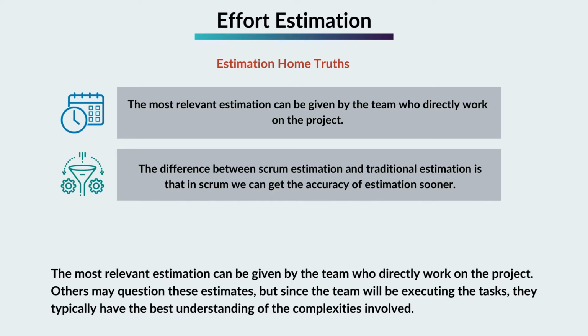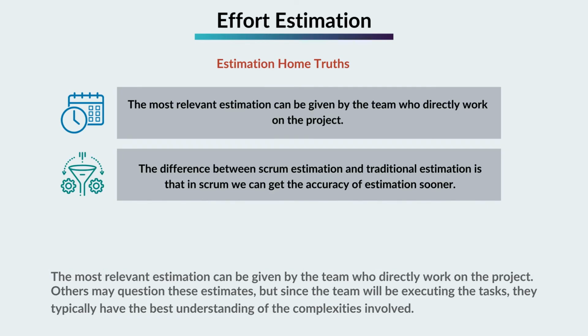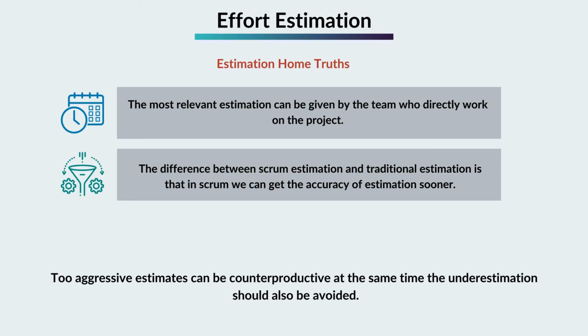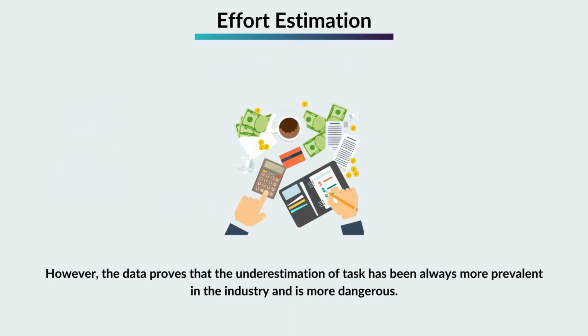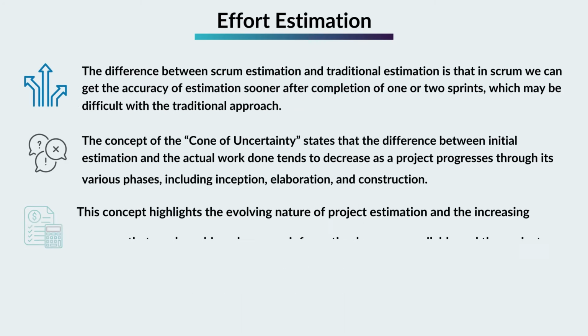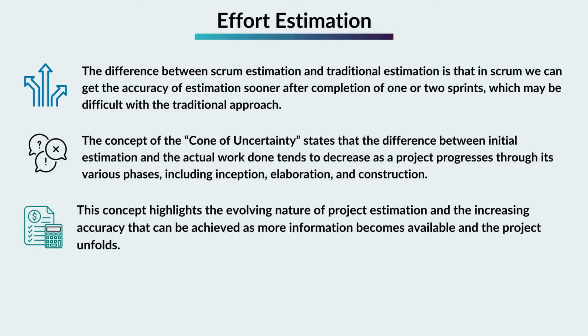Others may question these estimates, but since the team will be executing the tasks, they typically have the best understanding of the complexities involved. Too aggressive estimates can be counterproductive. At the same time, underestimation should also be avoided. However, the data proves that the underestimation of tasks has been always more prevalent in the industry and is more dangerous. The difference between Scrum estimation and traditional estimation is that in Scrum we can get the accuracy of estimation sooner after the completion of 1 or 2 sprints, which may be difficult with the traditional approach.